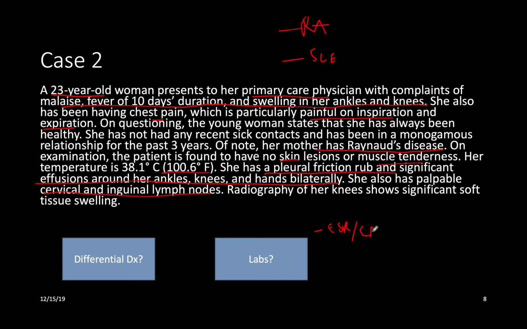Good. Good. You're absolutely right. Anti-Smith. Okay. Anti-Smith, anti-double-stranded. Okay. Yep. Excellent. Great. So anti-Smith, anti-double-stranded DNA. I love that. What is this one for? Yes. Good. Good. And then so for rheumatoid arthritis, what marker can we use?